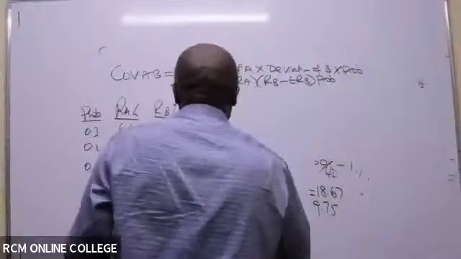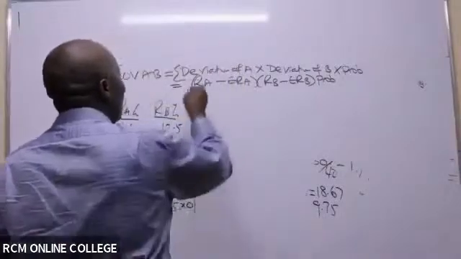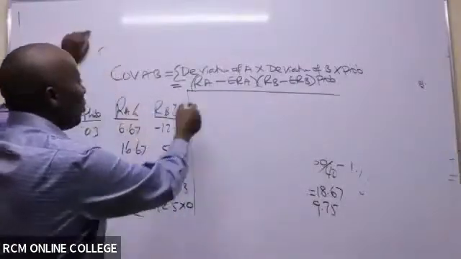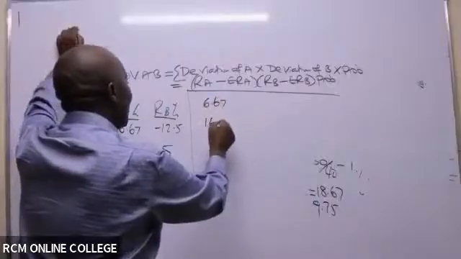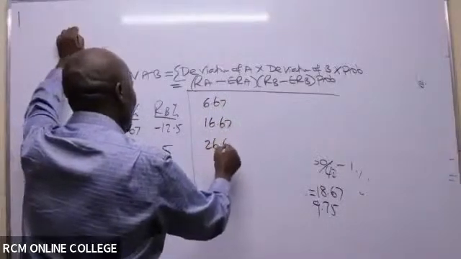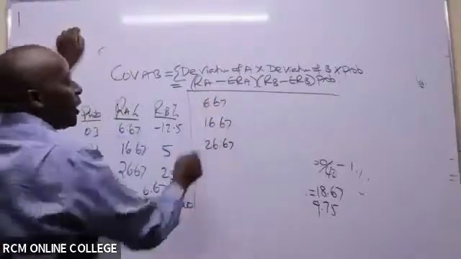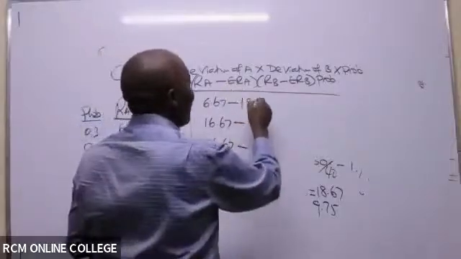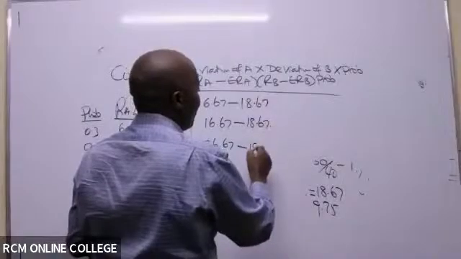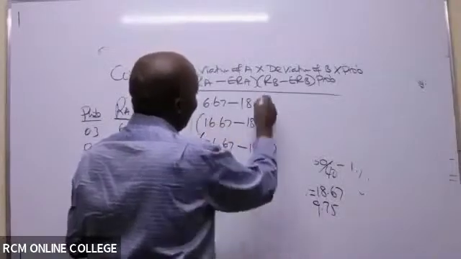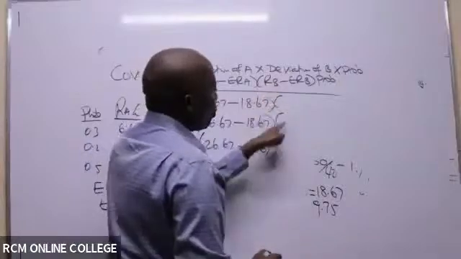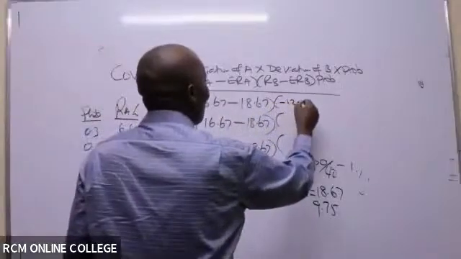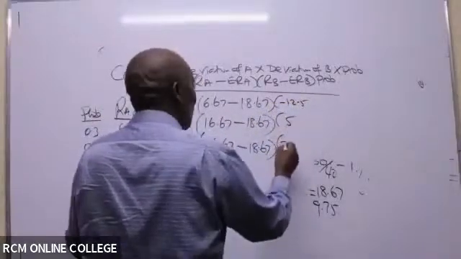Now you come here and create a table. So here is returns of A, these percentage returns. You put 6.67, 16.67. You pick first the actuals. You pick the actual returns of A, minus the expected returns of A, which is 18.67, 18.67, 18.67, 18.67. Then you put brackets and follow the actuals of B. Actuals of B are these ones. Minus 12.5, 5, 25.